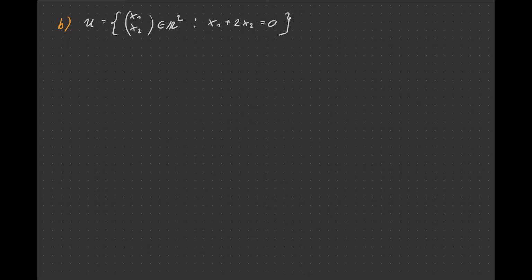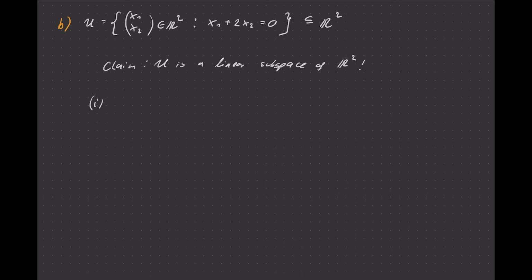Right? So we don't explicitly prescribe what the coordinates of a vector are, but we prescribe a relation between those two coordinates that needs to hold. Is that a linear subspace? And how can we prove it? And again, I claim this is a linear subspace, so U is a linear subspace of R2. And of course, I'm ready to prove that.